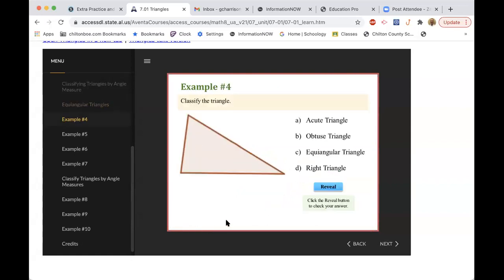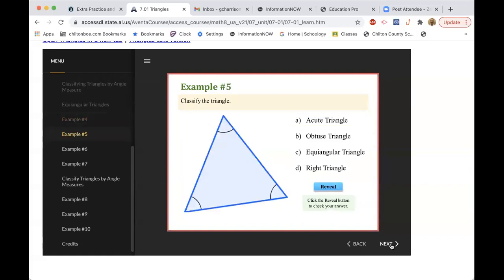Classify this triangle. This one's a little tough because it's barely smaller than 90 degrees, but they are all acute angles, so it is an acute triangle.